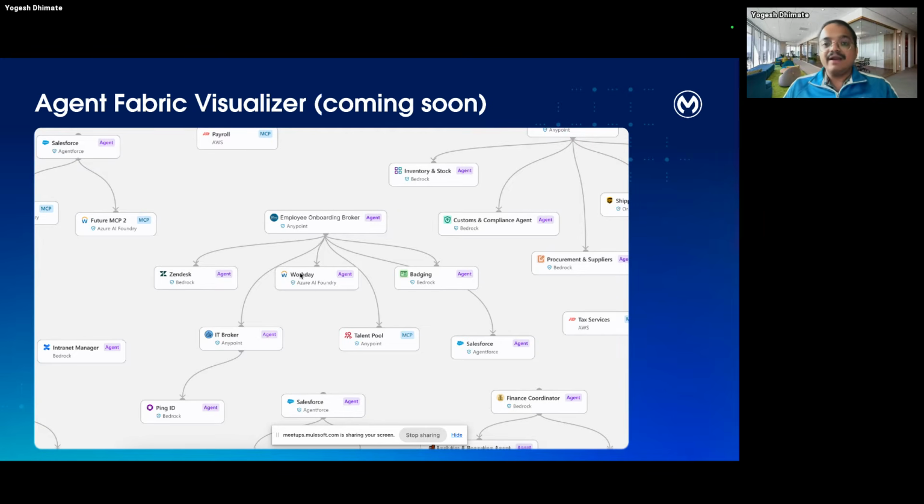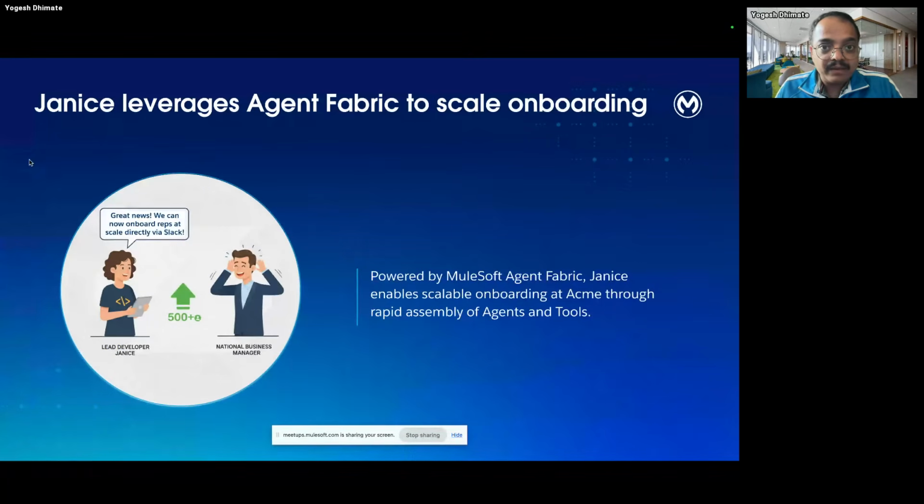And there will be additional capabilities that we will be launching, which will provide more granular information, such as not only the MCP server, but what is the specific tool interaction that is happening at the MCP server level, in our coming releases. So this is the quick demo, and here is how you can see Genis used Agent Fabric to scale onboarding, and how to use different components of Agent Fabric.